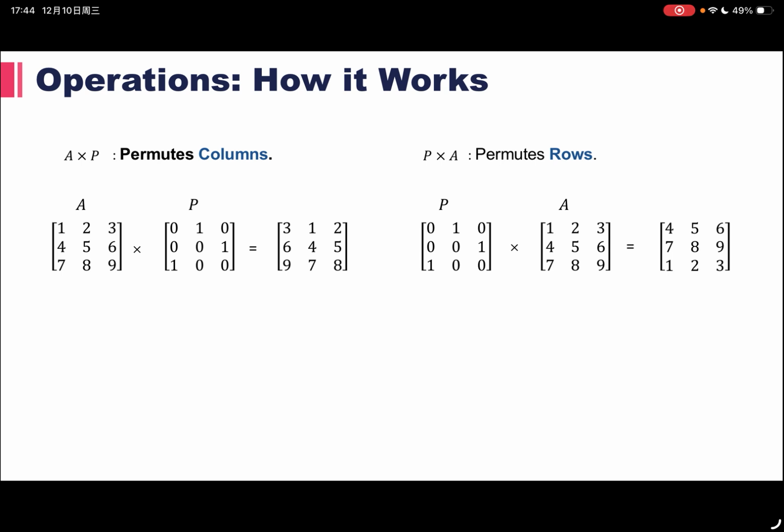Then how does it work? It shuffles the data without changing their values. As shown in the example, if we multiply a matrix A by P on the right, it reorders the columns. While if we multiply on the left, it reorders the rows.